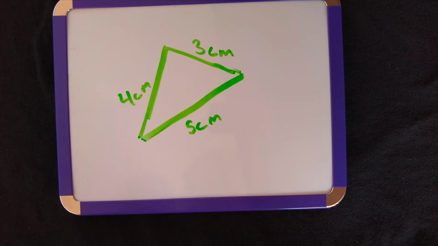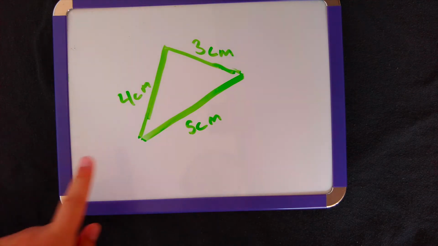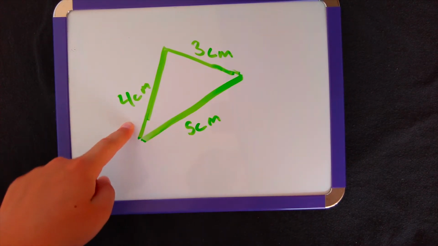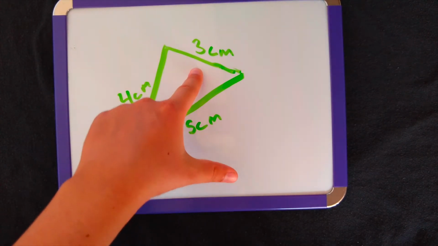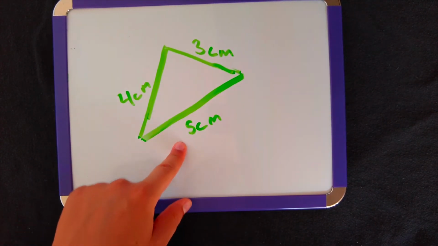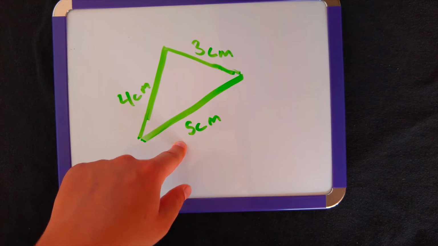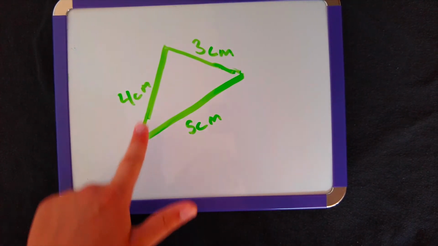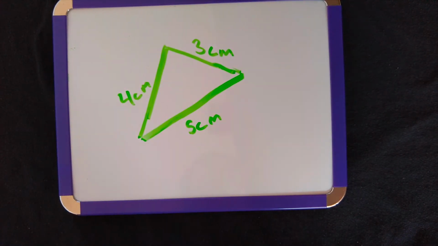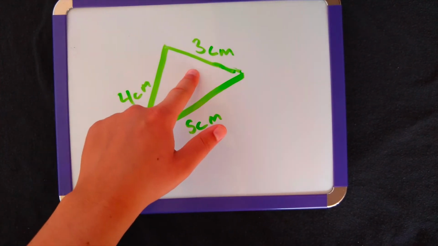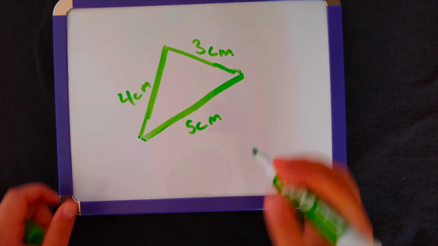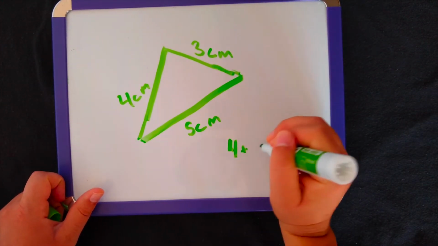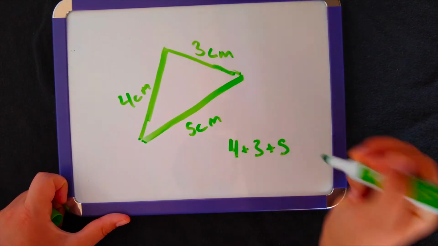Here we have a triangle. This triangle has one side that is 4 centimeters long, another side that's 3 centimeters long, and then another side that is 5 centimeters long. To find the perimeter of this triangle, or the length around the triangle, we need to add together all the sides of this triangle. So we have 4 plus 3 plus 5.